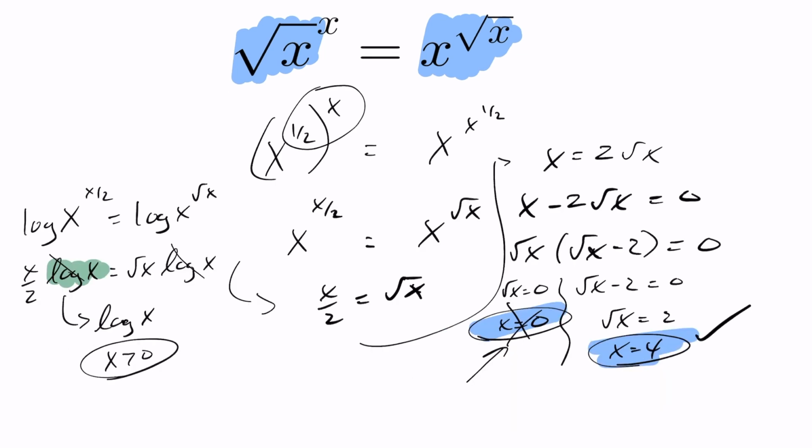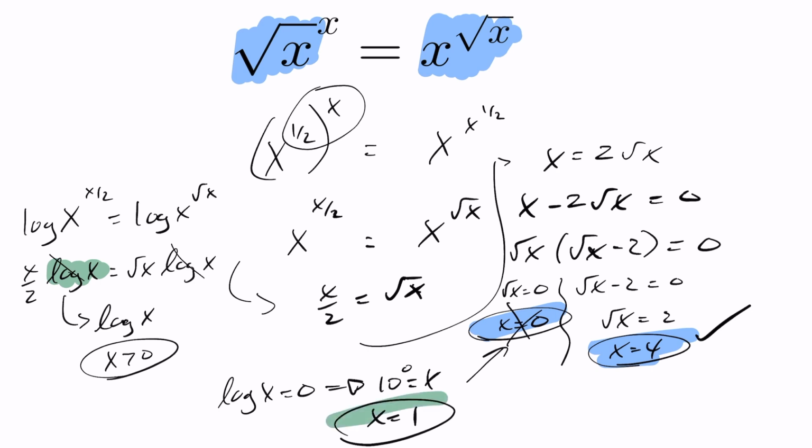So I end up getting x equals 4 for this one here. And now finishing this off, we've got our root at 4. And then I want to consider the case, well, okay, what happens if log of x is equal to 0? If log of x is equal to 0, we end up getting 10 to the 0 is x, in which case x is 1, and that's our second root to this equation. So the solution set for this is going to be 1 and 4.